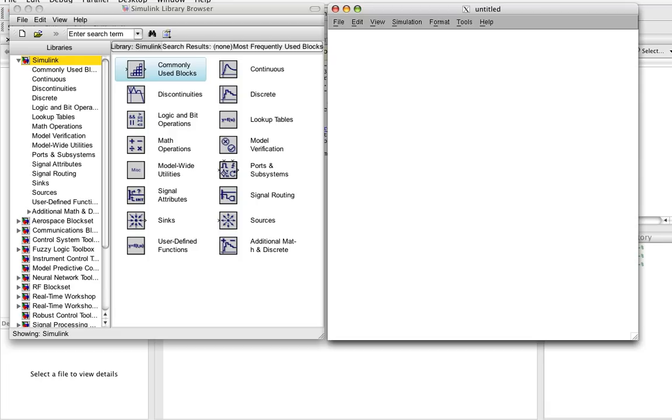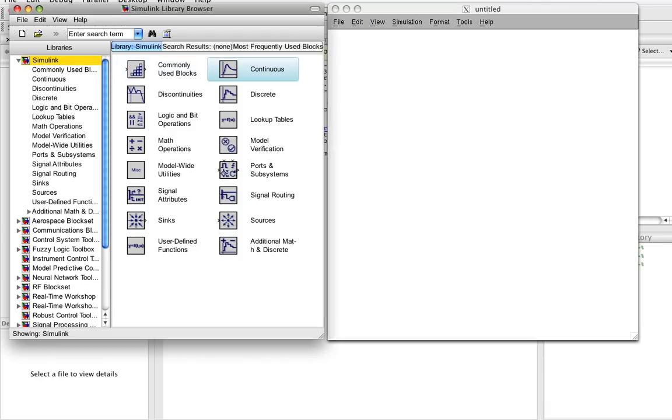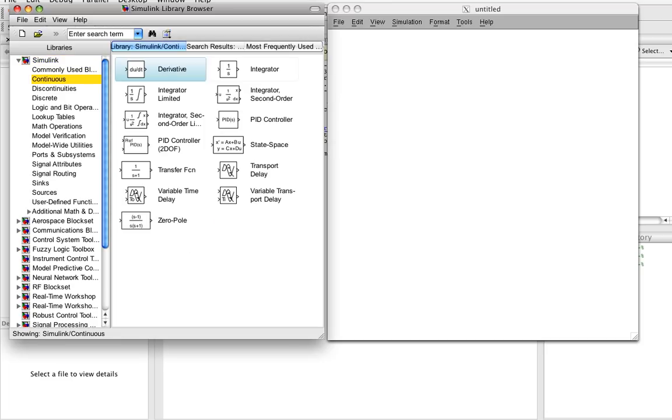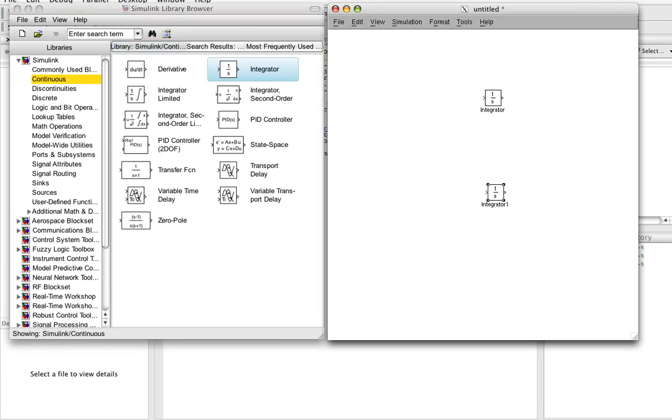Okay, so first we're going to need two integrators. We have two integrals that we have to implement. So we go to the continuous palette, and we get an integrator and a second integrator, and put them on our block diagram, just to make it look tidy.